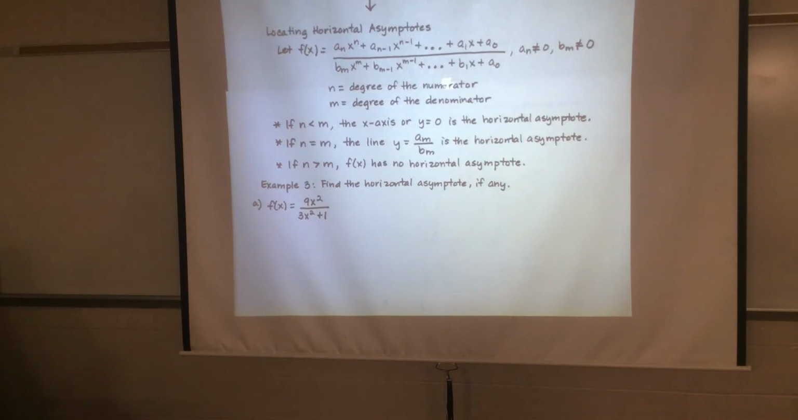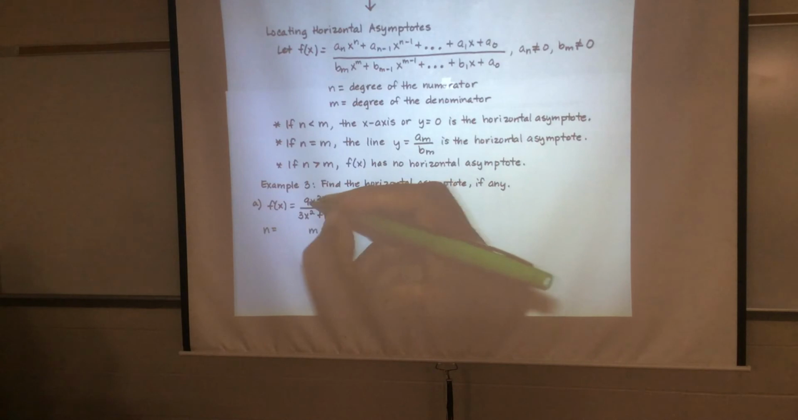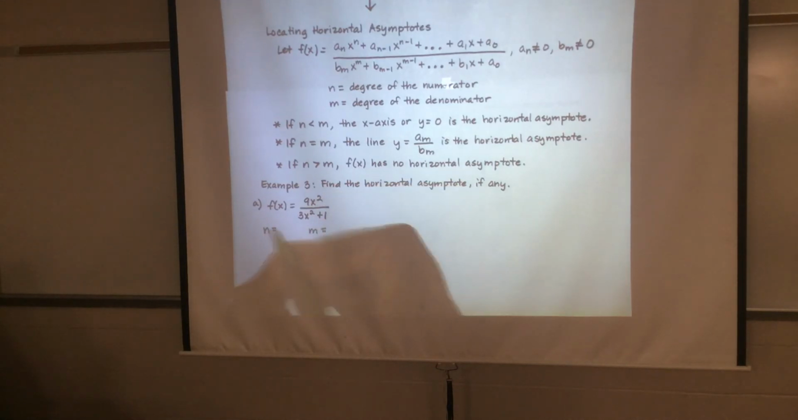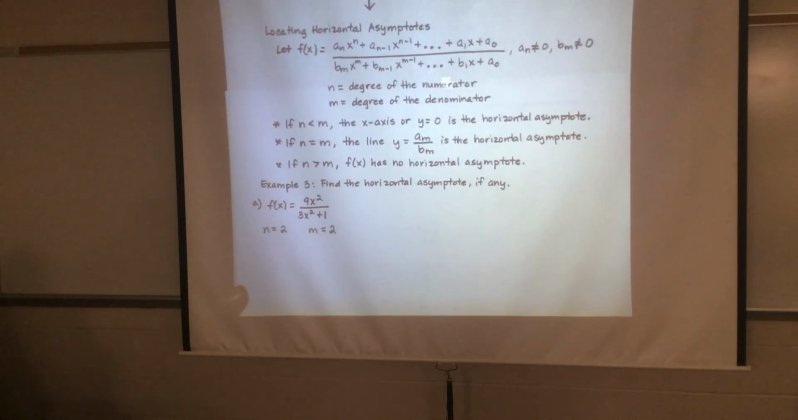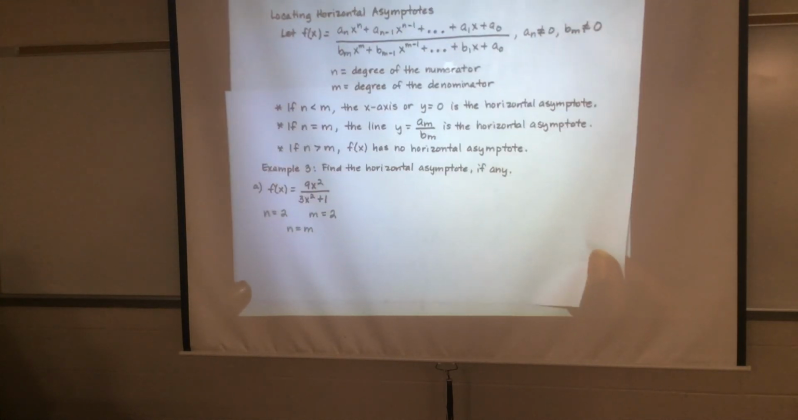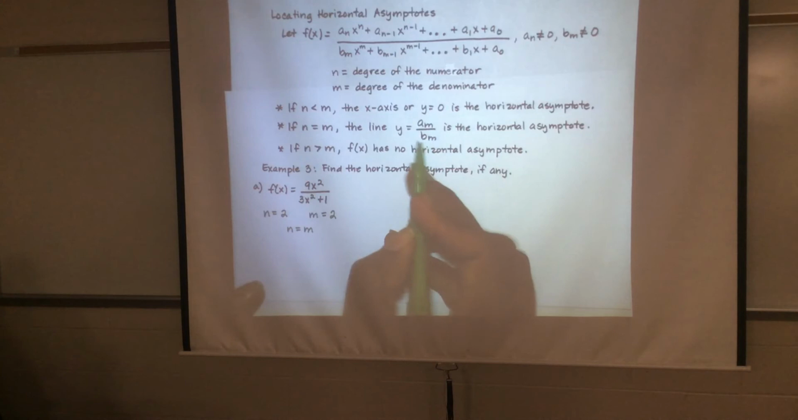Well, we need to identify the n and the m. The n is the highest exponent in the numerator, which will be 2. The m is the highest exponent in the denominator. That's going to be 2. Compare n and m. If you compare those two, you're going to see that n and m are equal to each other. So that means we have to look at our leading coefficients in the numerator and the denominator, a sub n divided by b sub m.